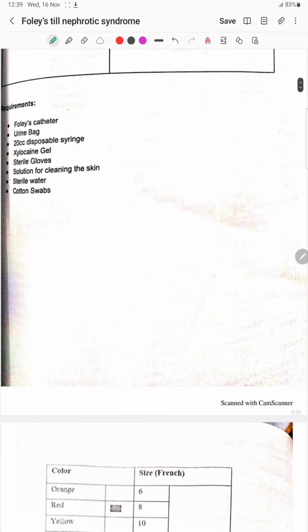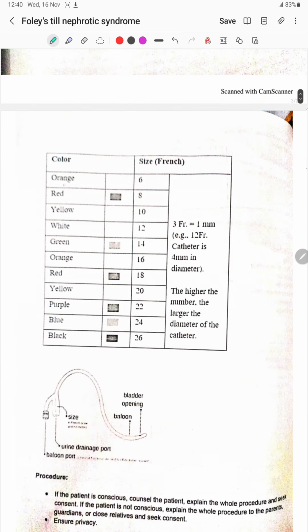What are the requirements? A Foley's catheter, urine bag, 20 cc disposable syringe, xylocaine gel, sterile gloves, solution for cleaning the skin, and sterile water and cotton swabs. The colors orange and red are the 6 and 8 French sizes. 3 FR is equal to 1 mm. For example, a 12 FR catheter is 4 mm in diameter.